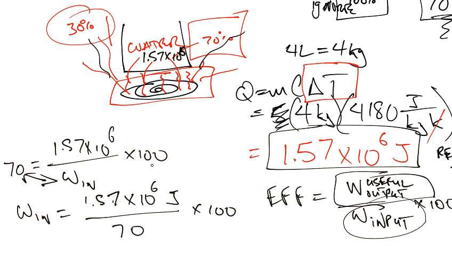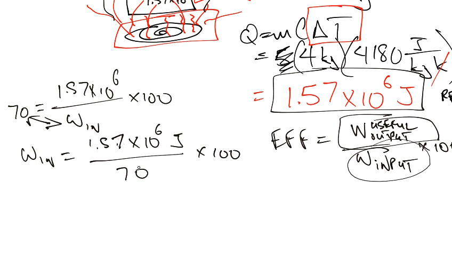Now, what does that give you? I think it gives you 2.24 times 10 to the power of 6. That's equal to W in. Now, just to check, you can go 1.57, enter 2.24 divided by, and sure enough, that's 70%.